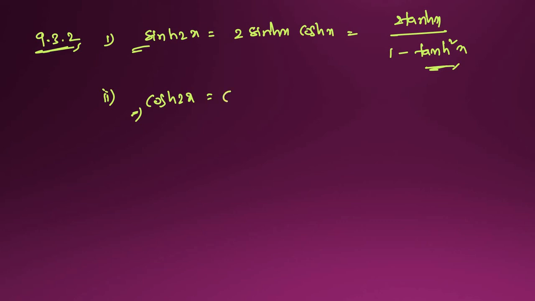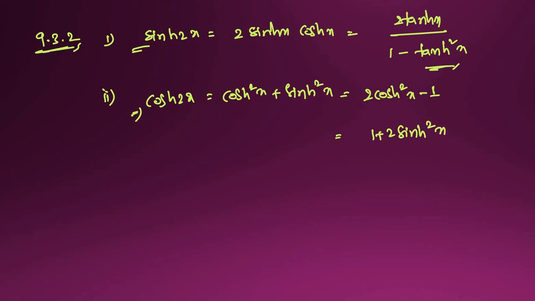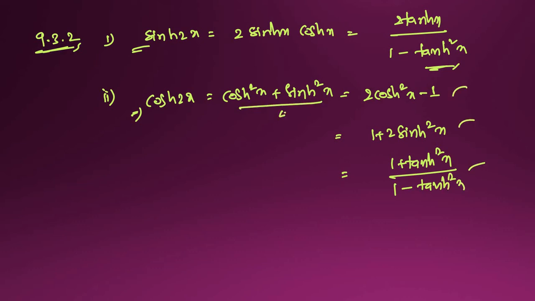Here cosh 2x is equal to cosh square x plus sinh square x, which is equal to 2 cosh square x minus 1. Another one is 1 plus 2 sinh square x. Another thing is 1 plus tanh square x divided by 1 minus tanh square x. So these are three formulas, and this is also a fourth one. So four formulas come up for cosh 2x.